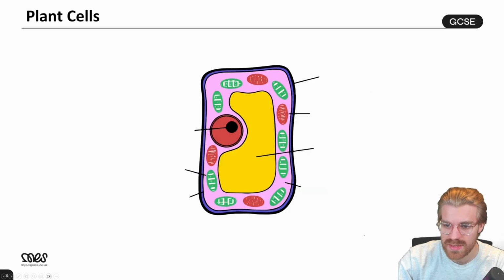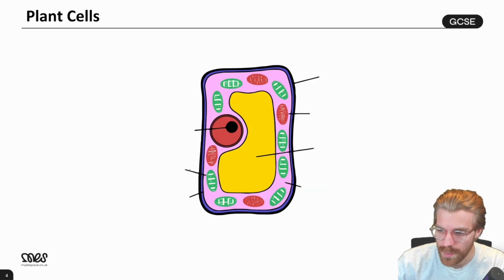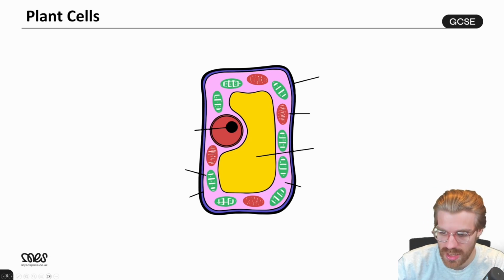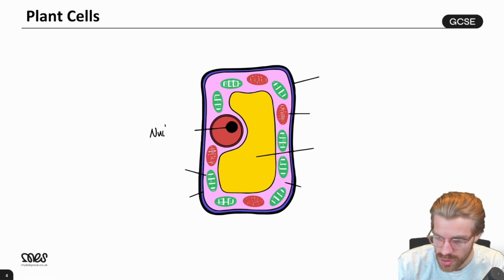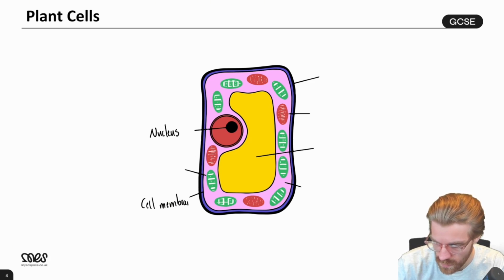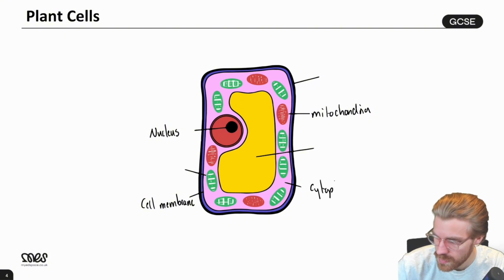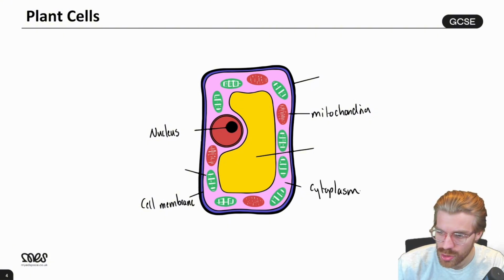Let's now compare this to a plant cell. So our plant cell has a few structures that are also found in animal cells. This would be the nucleus, the cell membrane, the mitochondria, and the cytoplasm, and not drawn on this diagram would also be the ribosomes.